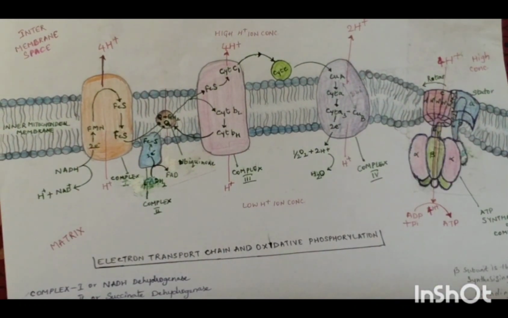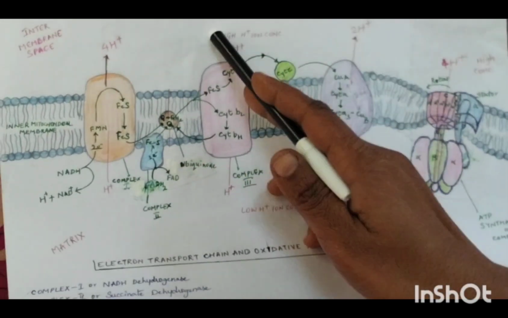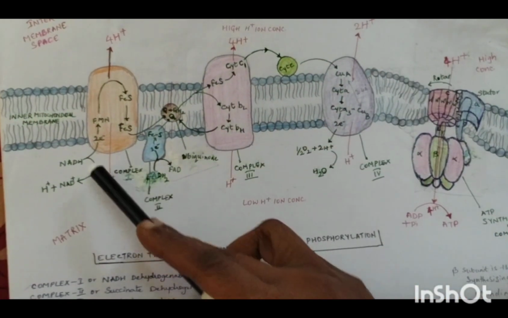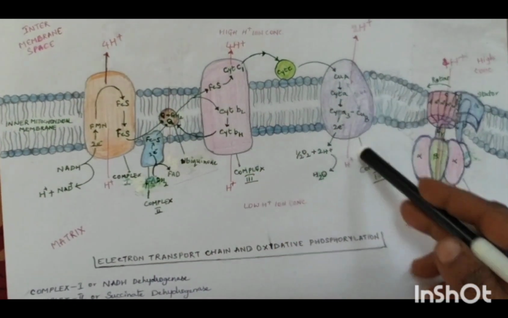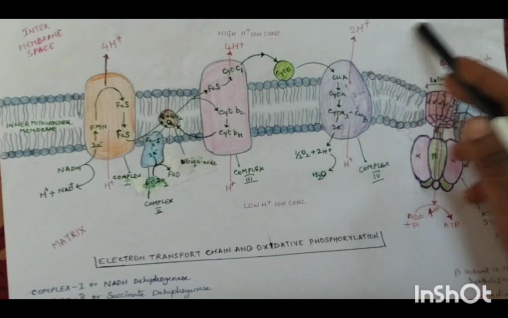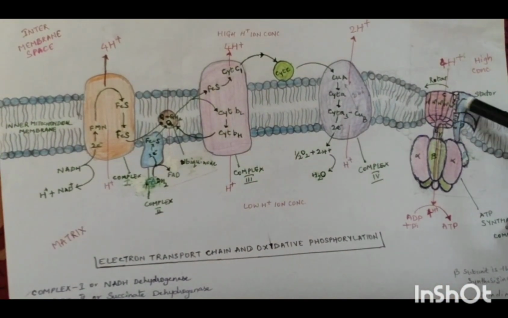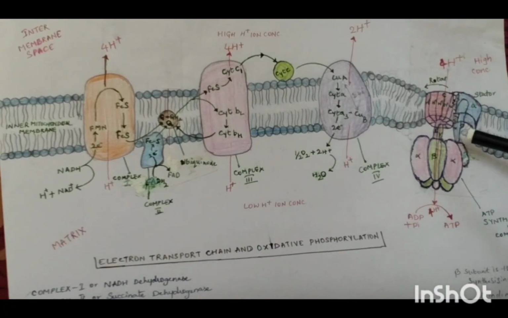The fully reduced a3 is in the +2 oxidation state and copper B is in the +1 oxidation state. The fully reduced a3 copper B binuclear complex can readily contribute 3 electrons to its bound oxygen in reaching its fully oxidized state. A total of 10 protons are collected into the intermembrane space from complexes 1, 2, 3 and 4. These collected 10 protons are pumped into the matrix through ATP synthase or complex 5.